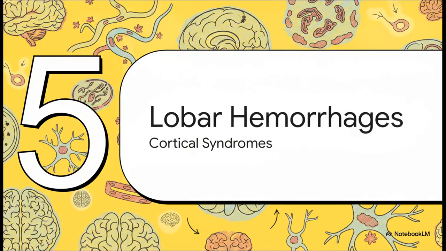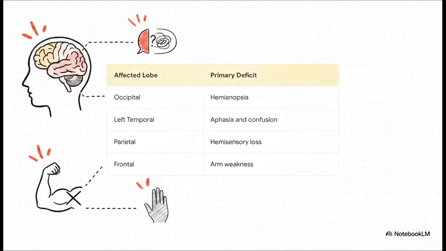Section 5. Lobar hemorrhage syndromes. Let's travel back up to the cerebral cortex to examine the bleeds that are frequently driven by CAA. Because these bleeds are cortical, we can map the patient's focal deficit perfectly to the specific lobe involved. Occipital involvement gives you hemianopsia, left temporal causes aphasia and confusion, a parietal bleed brings hemisensory loss, and a frontal bleed usually presents with arm weakness. It's just brilliant, direct anatomical mapping in action.